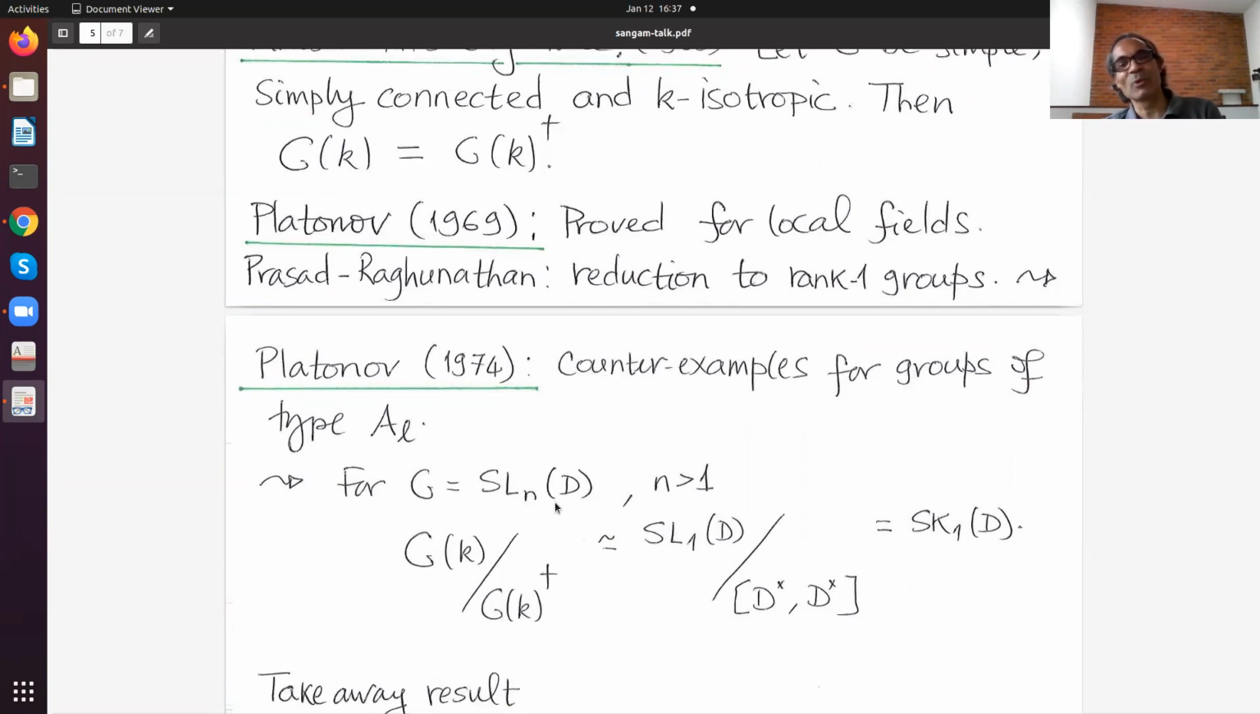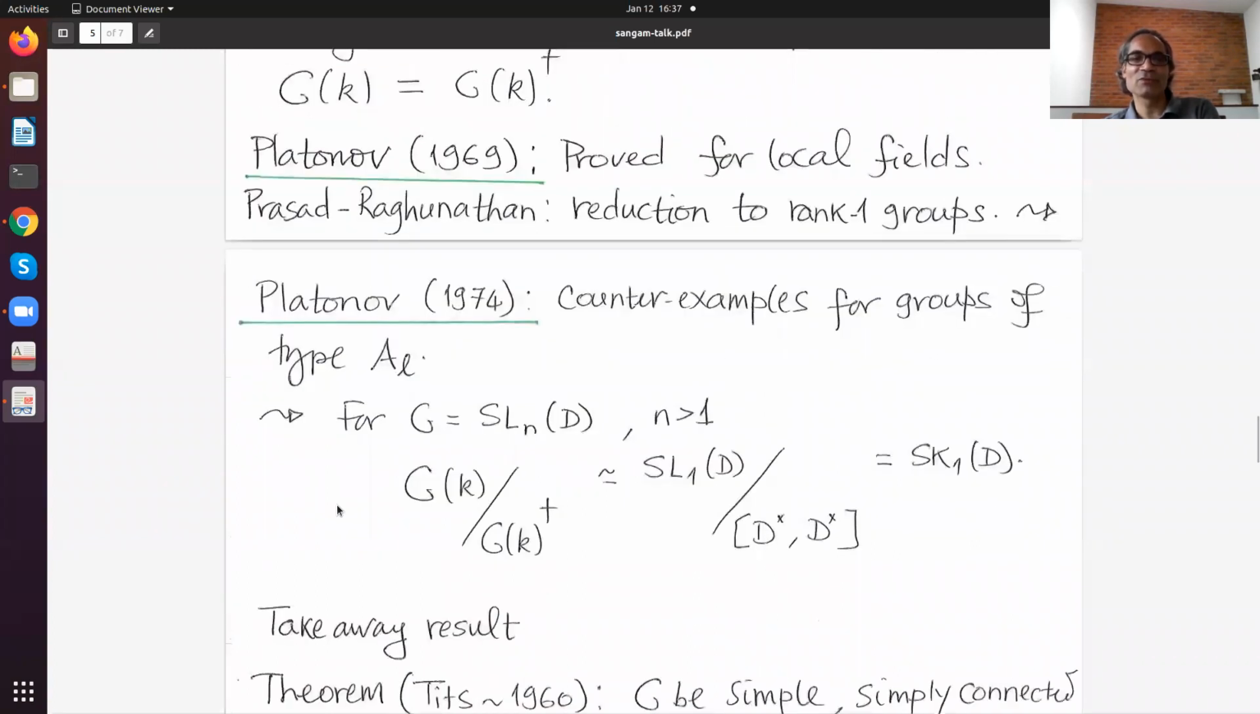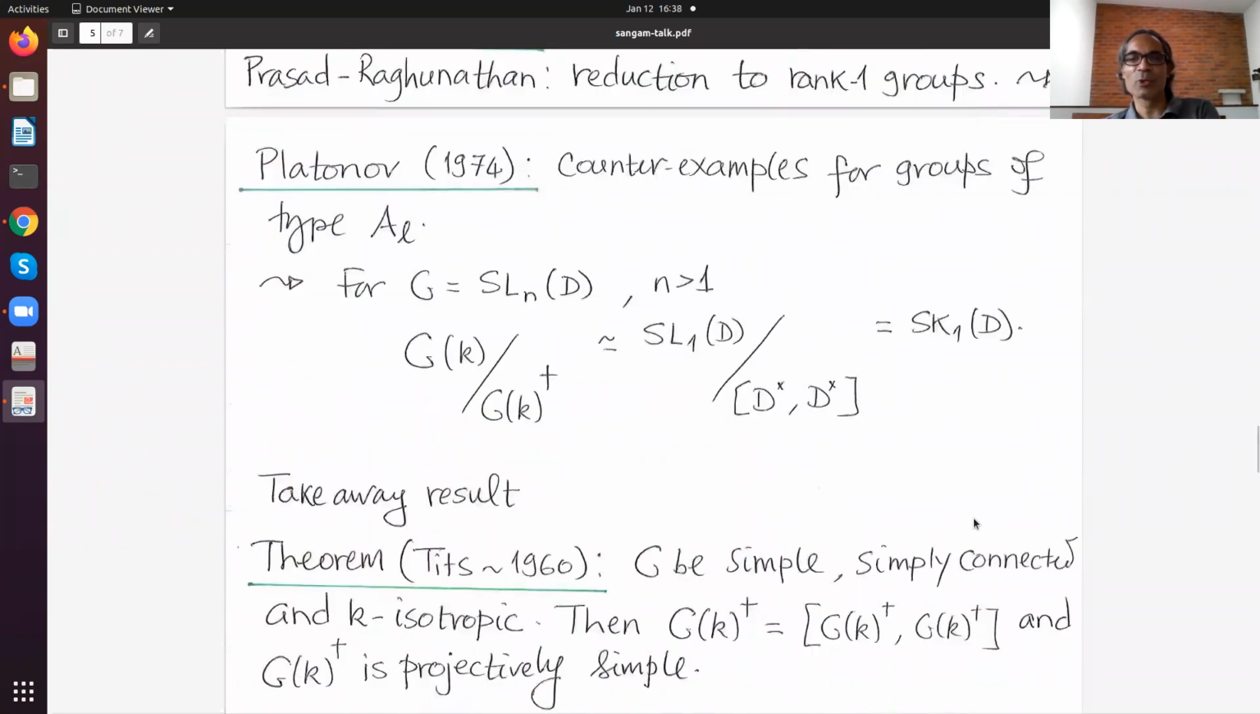So people hadn't explored all kinds of fields, but whatever data was available seemed correct and the conjecture was formulated. However, it was false. So Platonov's counterexample certainly disproved the conjecture, but it started a new branch of mathematics. And this quotient for SL_N(D) turns out to be exactly SK1 of D. So Platonov constructed D where SK1(D) is non-trivial.